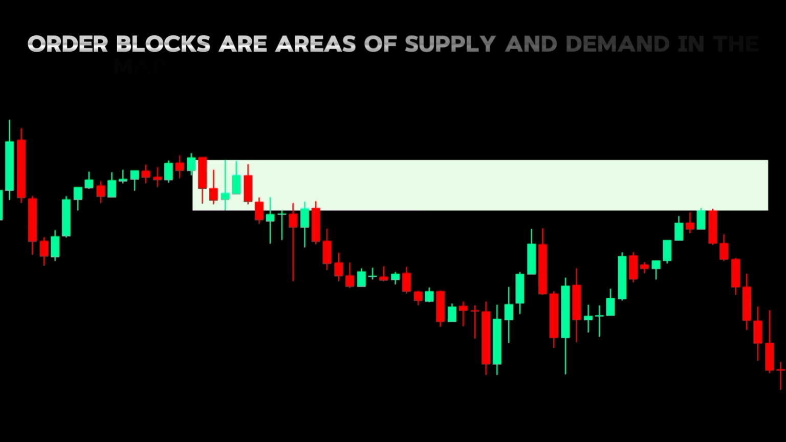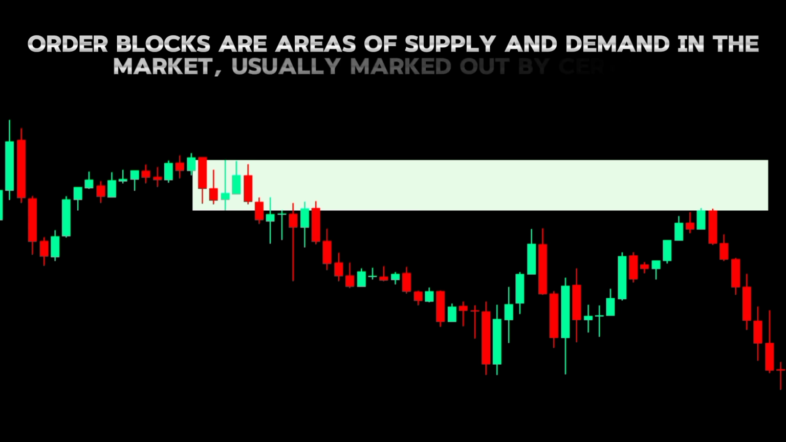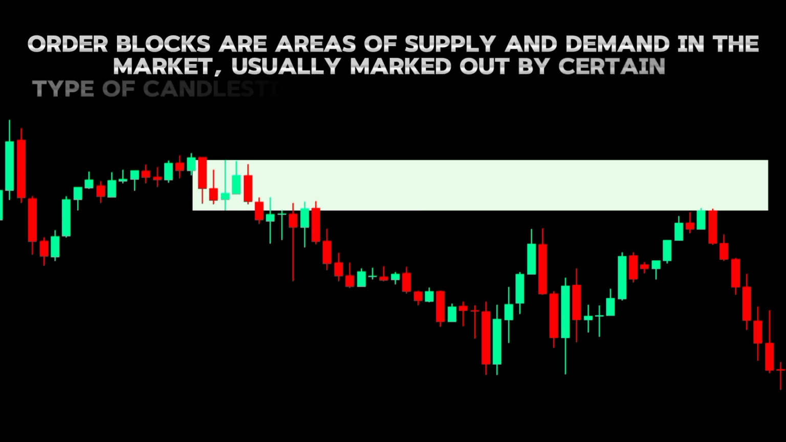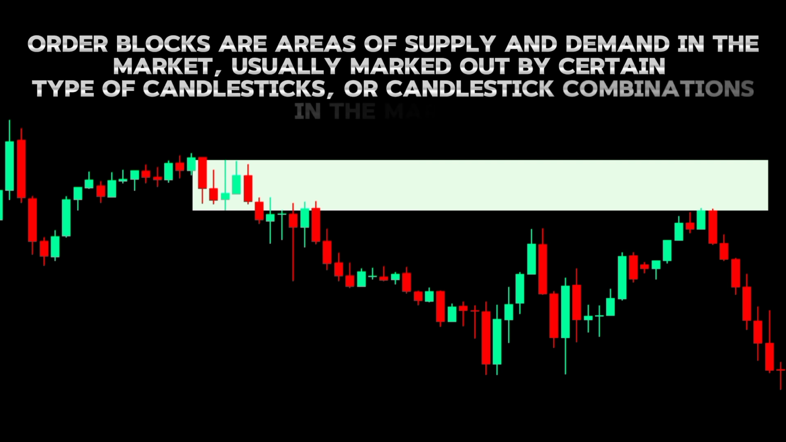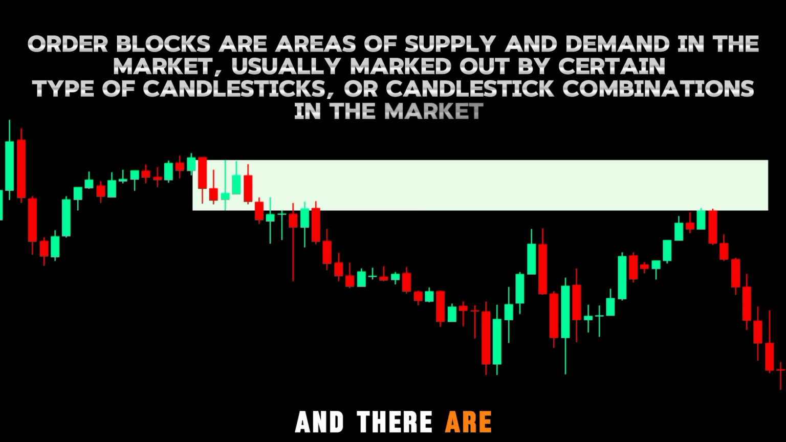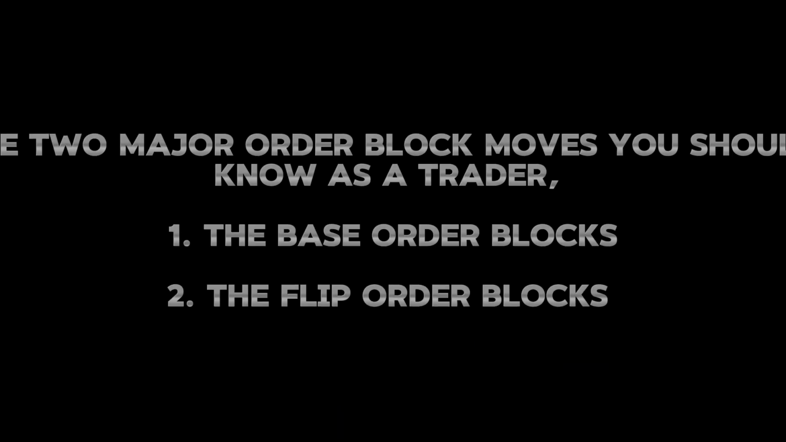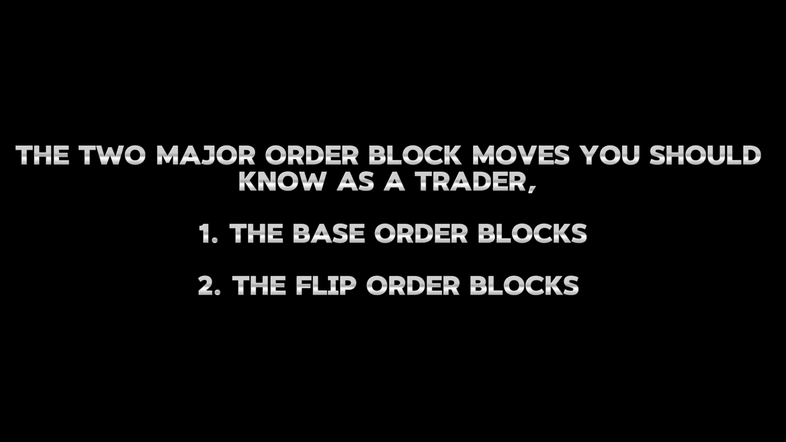Order blocks are areas of supply and demand in the market, usually marked out by certain types of candlesticks or candlestick combinations in the market, and there are many names for these different order block candle moves, and this confuses a lot of traders. But I strongly advise that you should not waste your time learning too many of them. The two major order block moves you should know as a trader are the base order blocks and the flip order blocks.